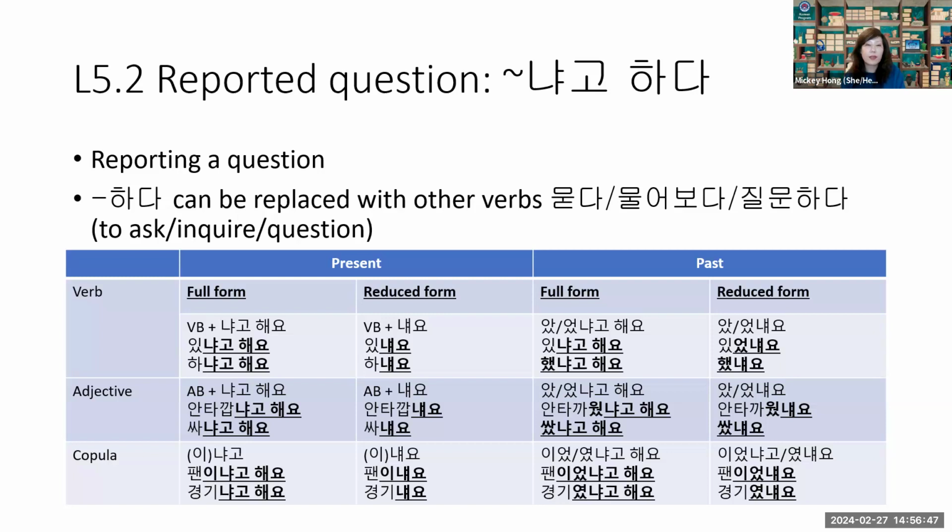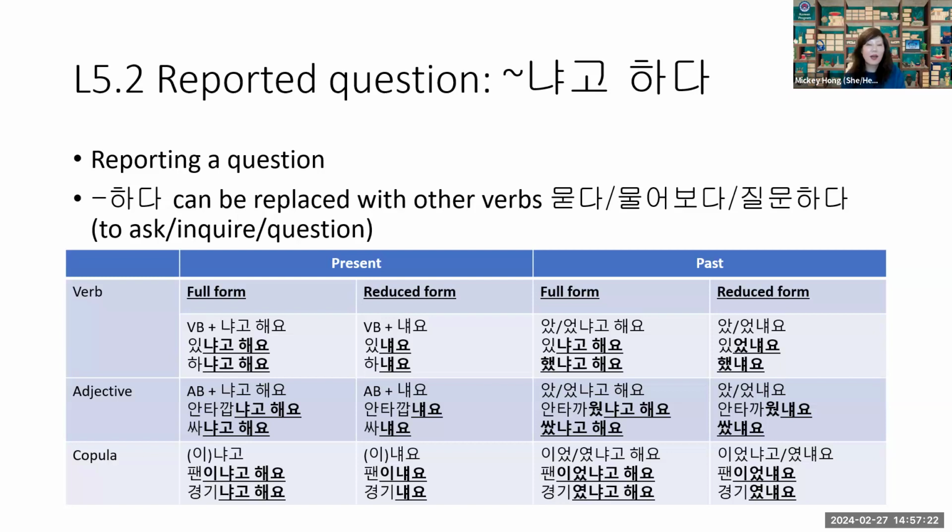이 is inserted if the noun ends in consonant. 있냐고 해요. 하냐고 해요. 안타깝냐고 해요. 싸냐고 해요. 팬이냐고 해요. 경기냐고 해요. Okay, and it can be contracted. The reduced form is 냐요, 있냐요, 하냐요. 안타깝냐요, 싸냐요. 팬이냐요, 경기냐요. Okay, you can use either the full or the reduced form, you have a choice. If it's in the past, 있냐고 해요, 했냐고 해요.